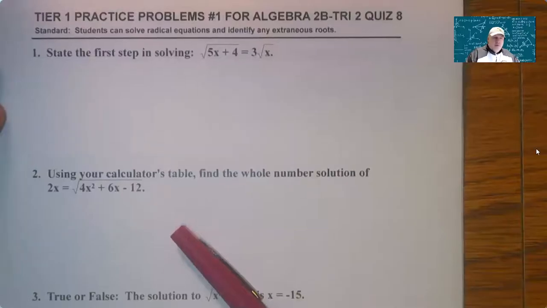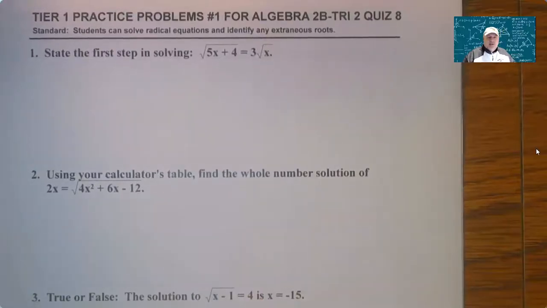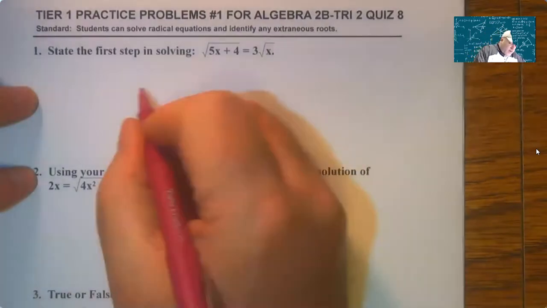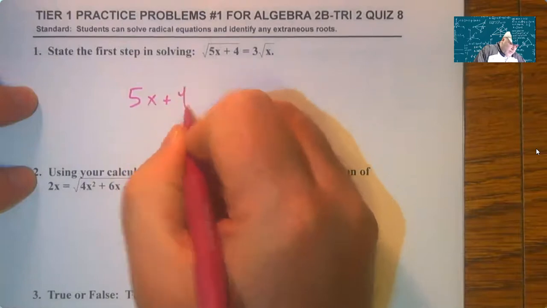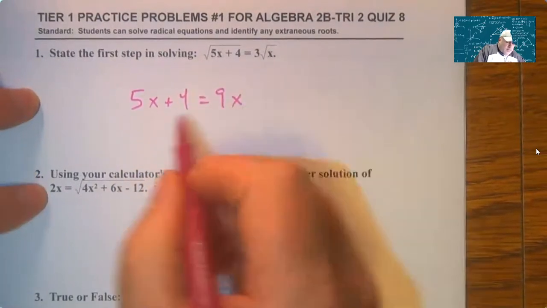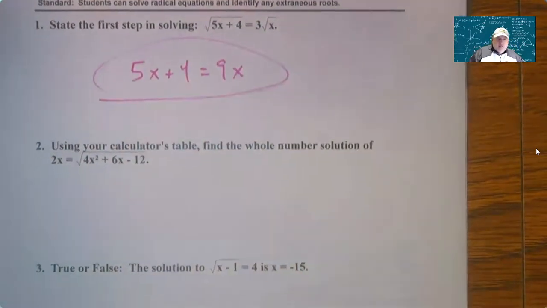This is practice quiz 1 for quiz 8 in Algebra 2B in the second trimester. State the first step in solving: you just square both sides. Make sure you square the 3 though. That's where people are going to go wrong.